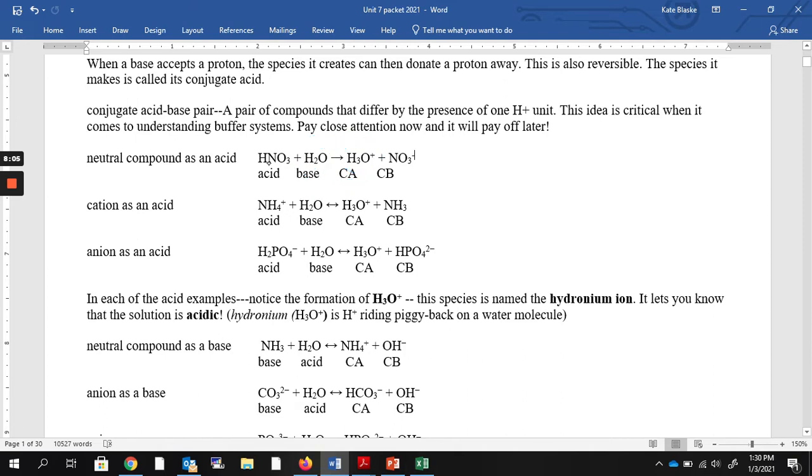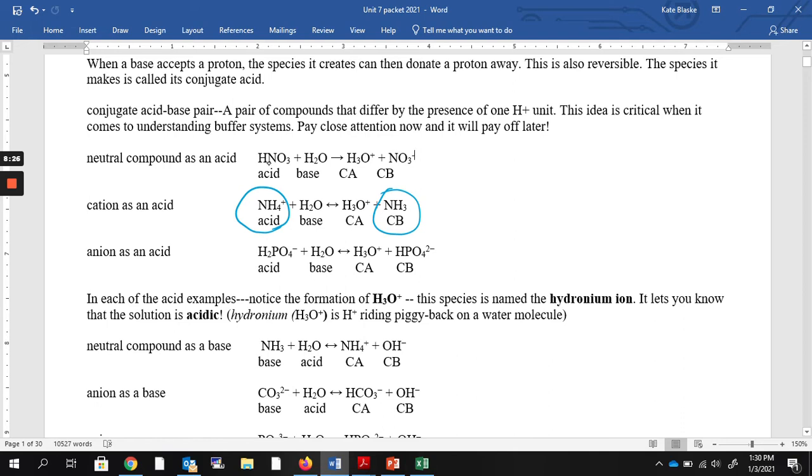Now, we can do this with other substances. Down here, I've got NH4 plus, ammonium. Ammonium is a really common acid that we will see. That ammonium loses a proton and turns into NH3. So there's my acid and its conjugate base.